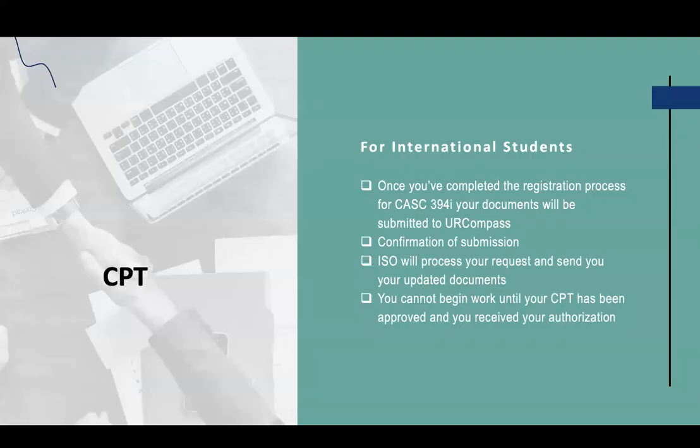For our international students, once that's done, what I'll be doing is taking your documents and I will be submitting them to ISO through UR Compass. When I do that, I get a confirmation email. I will forward that to you so that you know your documents have been submitted. It is then up to ISO to process your request, and they will send you any documents that you need to approve you for work. And please remember, you cannot begin work until your CPT has been approved.